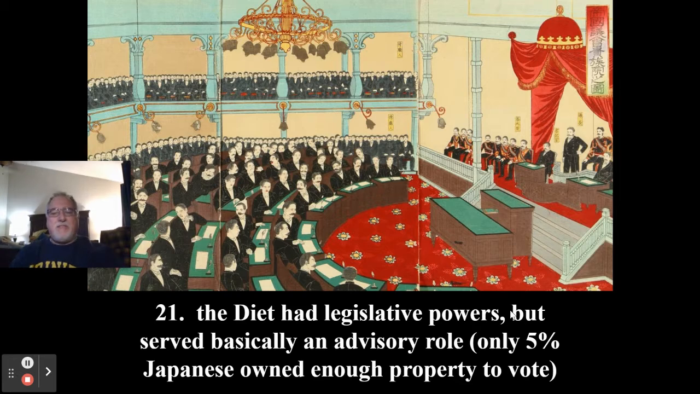The Diet had legislative powers, but served basically as an advisory role. Only 5% of the Japanese population owned enough property to vote. So again, here, like early colonial America, like other early pre-Enlightenment and maybe during Enlightenment countries, property was tied to voting. Again, another similarity between other cultures, East and West.